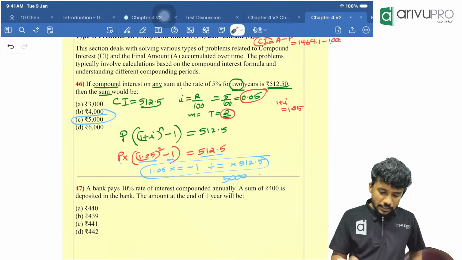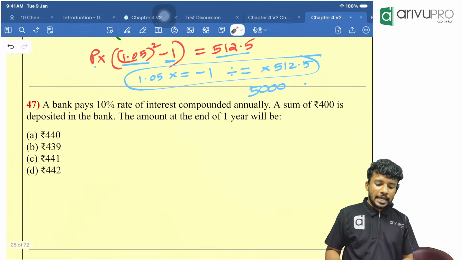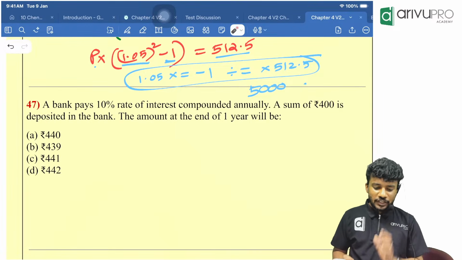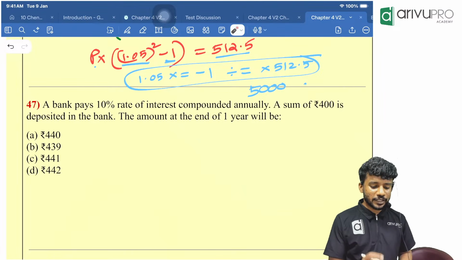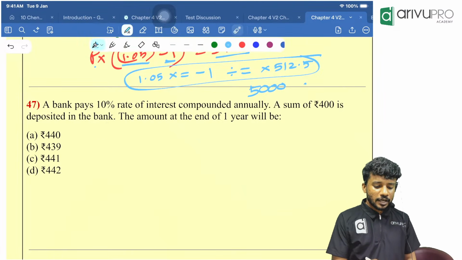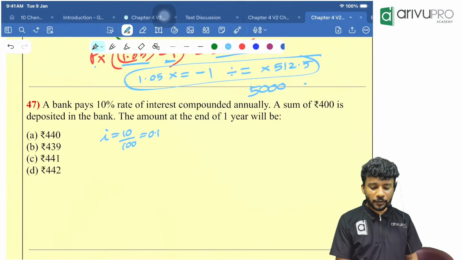Okay. Yes. If so, how to find this? A bank pays 10%. So how much is the rate of interest given? R is equal to 10. Then I will be how much? The I is nothing but 10 divided by 100, which is nothing but 0.1.